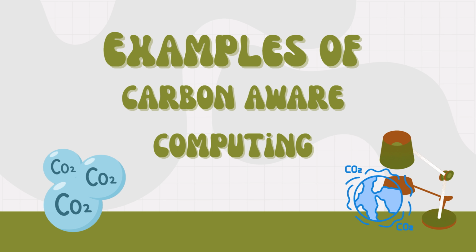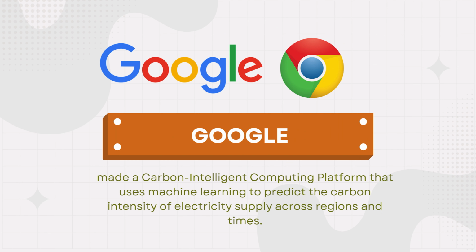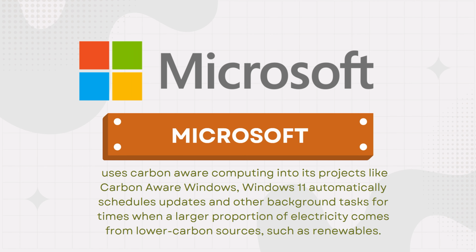Here are some examples of carbon-aware computing. Google has made a carbon-intelligent computing platform that uses machine learning to predict the carbon intensity of electricity supply across regions and times. Microsoft also uses carbon-aware computing in its projects like carbon-aware Windows. Windows 11 automatically schedules updates and other background tasks for times when a larger proportion of electricity comes from lower carbon sources such as renewables.